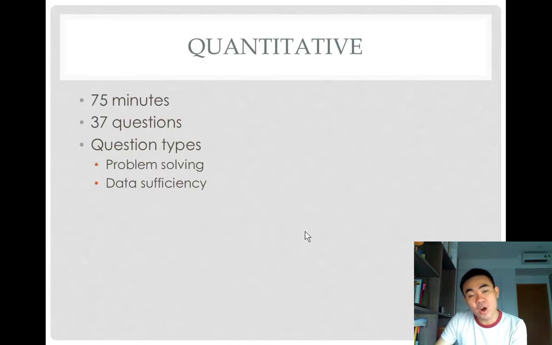The third part in the GMAT exam is the quantitative part, or in other words, the math part. You are given 37 questions in this part of the exam, and you are allowed 75 minutes to finish this task. There are two types of questions in this quantitative exam: the problem-solving questions and the data sufficiency questions, and we will talk about each of these more carefully in the next slides.